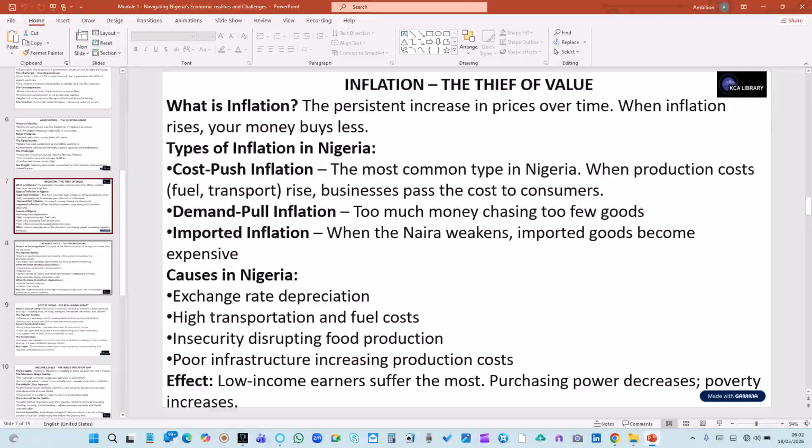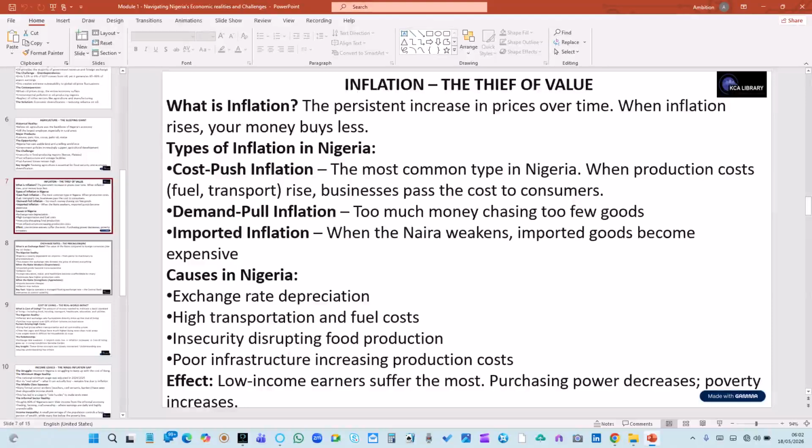We have different types of inflation in Nigeria. We have cost push inflation, which is the most common type of inflation in Nigeria. When production costs like fuel and transportation rise, businesses pass the cost to the consumer. Then we have demand pull inflation, whereby too much money is chasing too few goods and services. Now we have imported inflation. This occurs when the naira weakens, then imported goods become expensive.